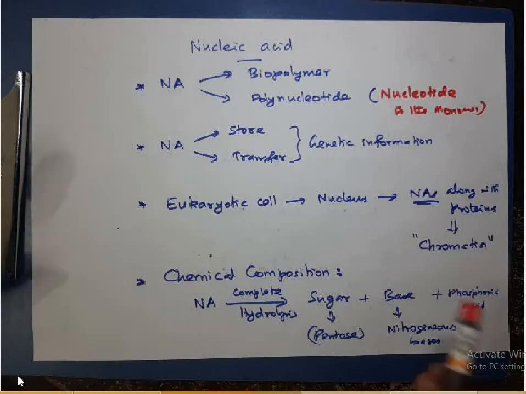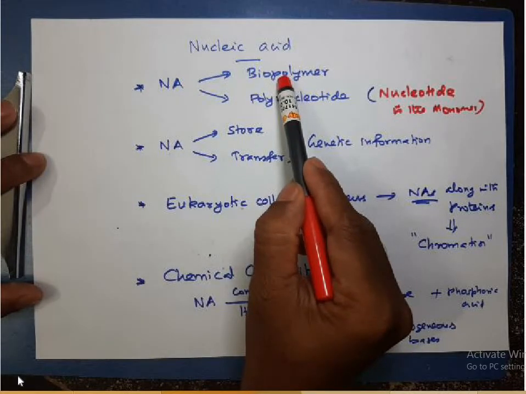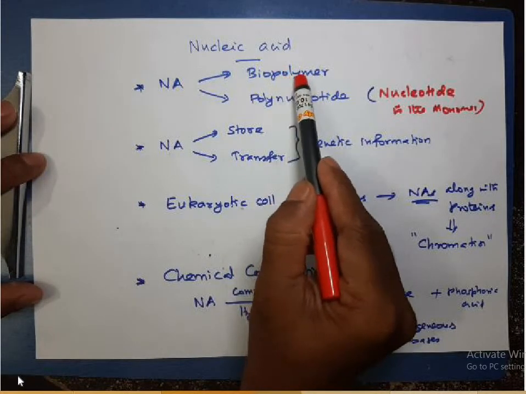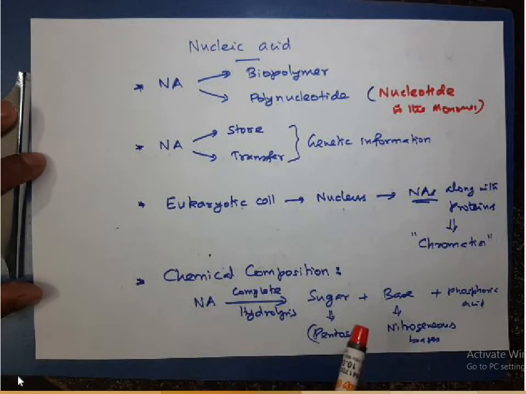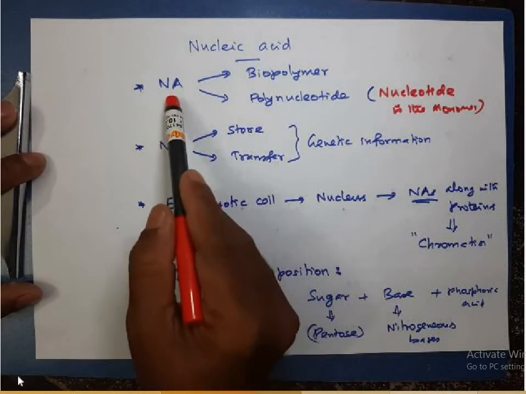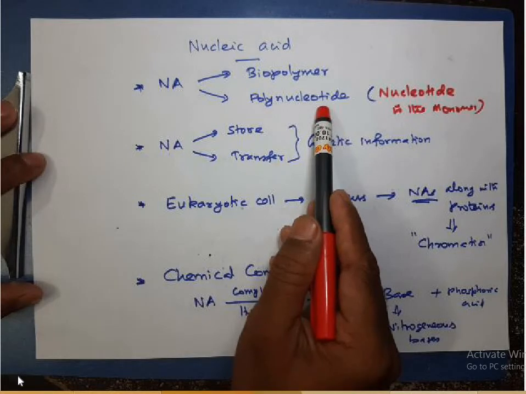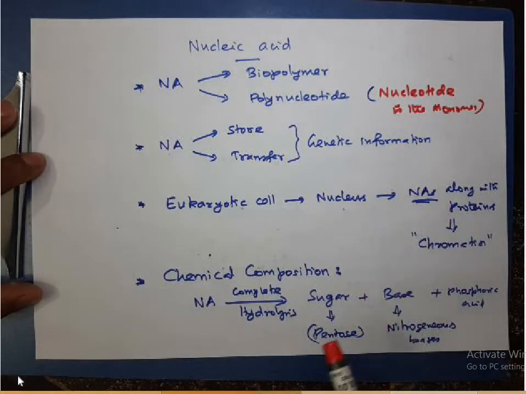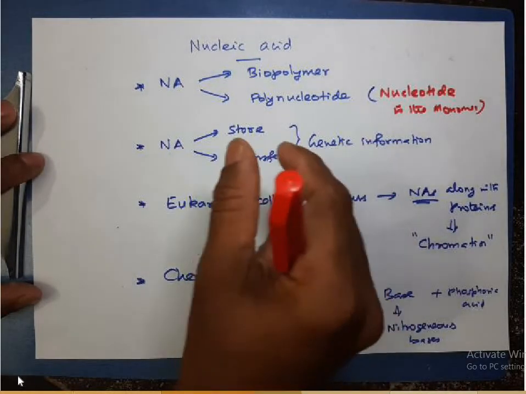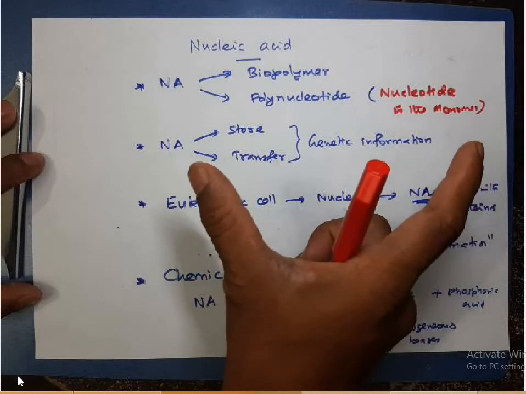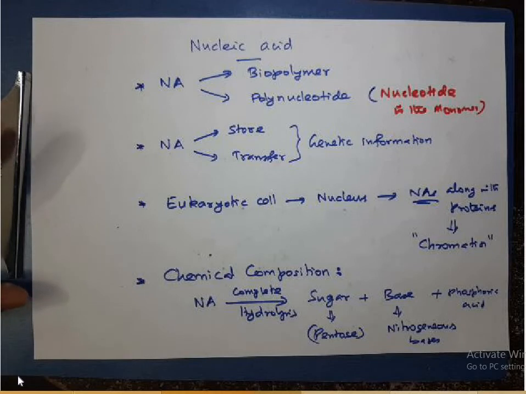Okay, so nucleic acid, I have told you nucleic acid is a biopolymer. Polymer means it's a large chain molecule containing many small units. Nucleic acid is also called polynucleotide, where nucleotide is the monomer, right? Many nucleotide units joined together form a large molecule of nucleic acid. So basically nucleic acid is a polymer, right?